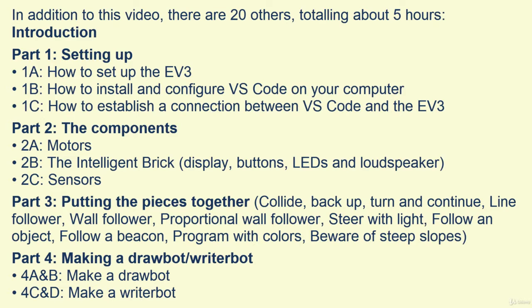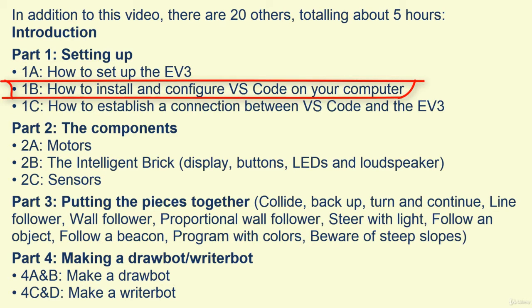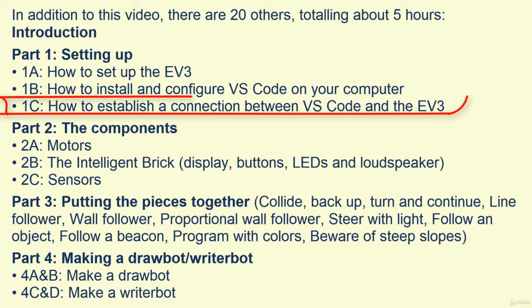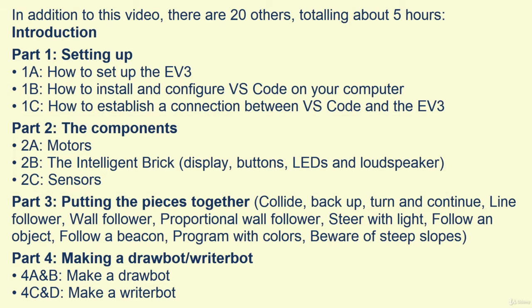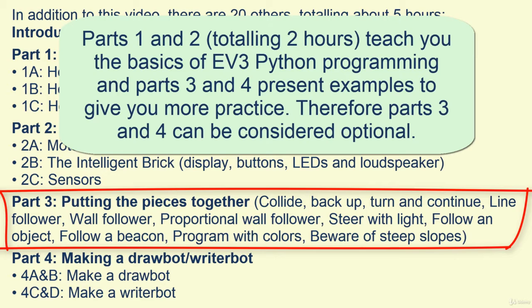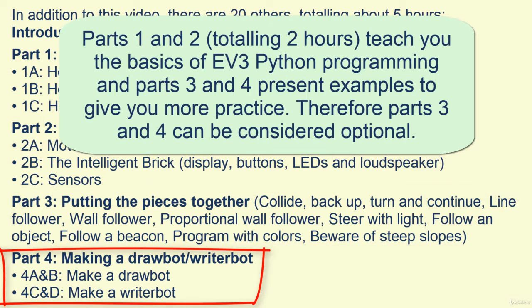So in addition to this introductory video, this course consists of short videos to show you how to set up the EV3, how to install and configure VS Code on your computer, and how to establish a connection between VS Code and the EV3. Then there are several videos that guide you through writing and running EV3 Python scripts that interact with the EV3 motors, sensors, screen, and buttons. Then there's a longer video in which we develop scripts in which the motors, the intelligent brick, and the sensors work together. Finally, we'll make a robot that can do writing and drawing, and the script for this one will be relatively sophisticated.